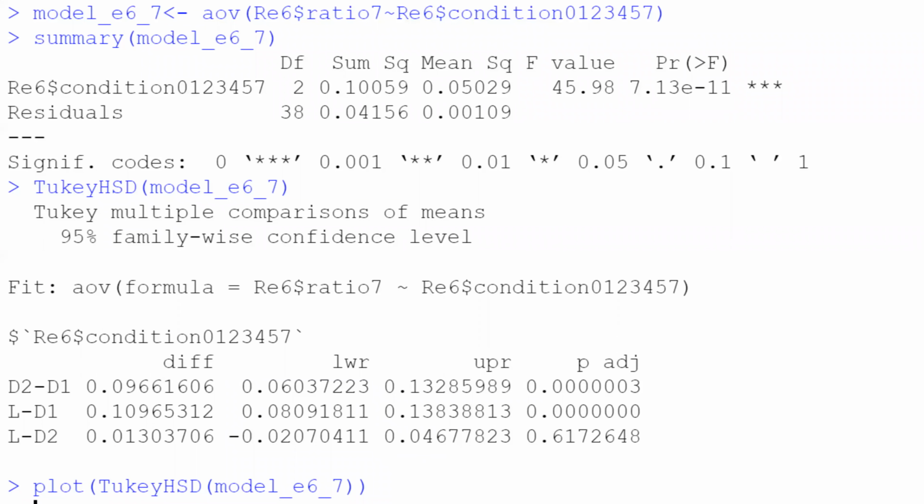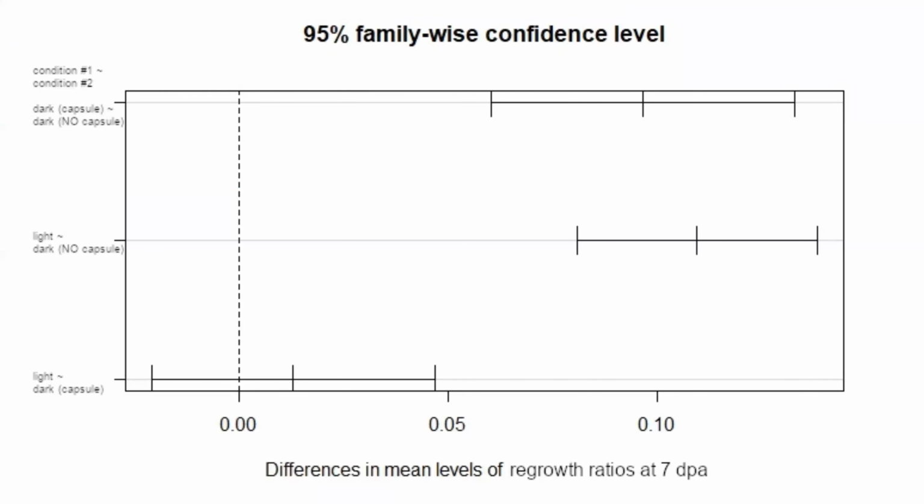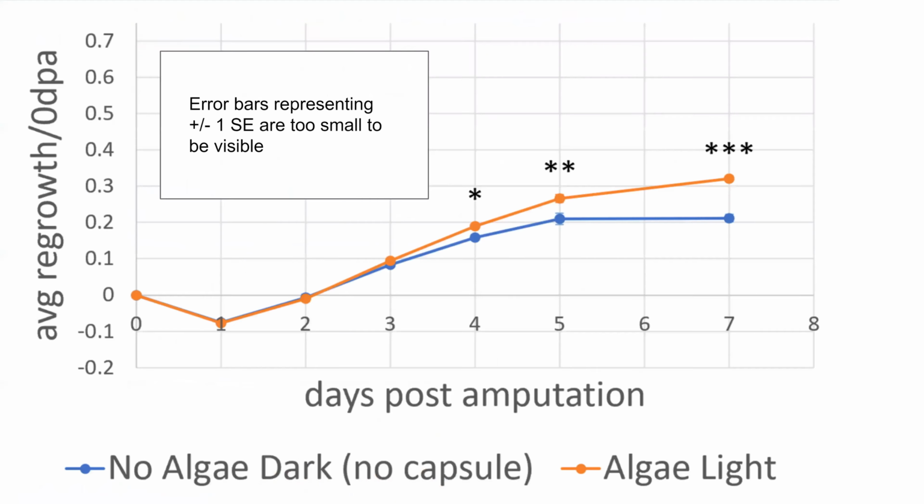This is a screenshot of an RStudio code, the 4 lines of code to do most of the statistical heavy lifting, and the last line plots a Tukey plot with a 95% family-wise confidence interval. These statistical tests can give us graphs like this, which show average regrowth and days post-amputation.